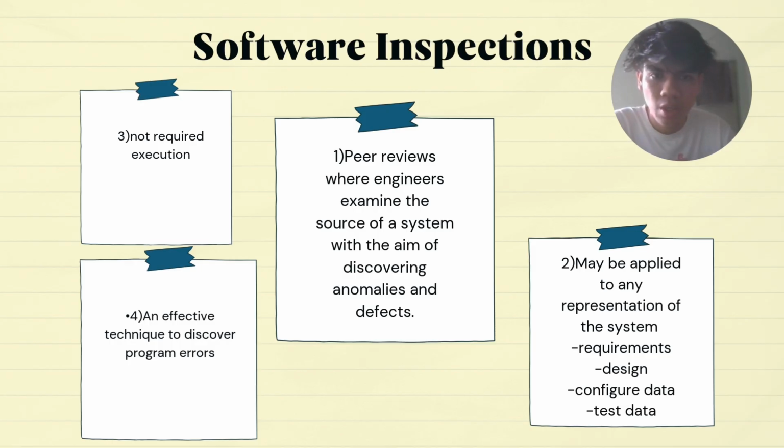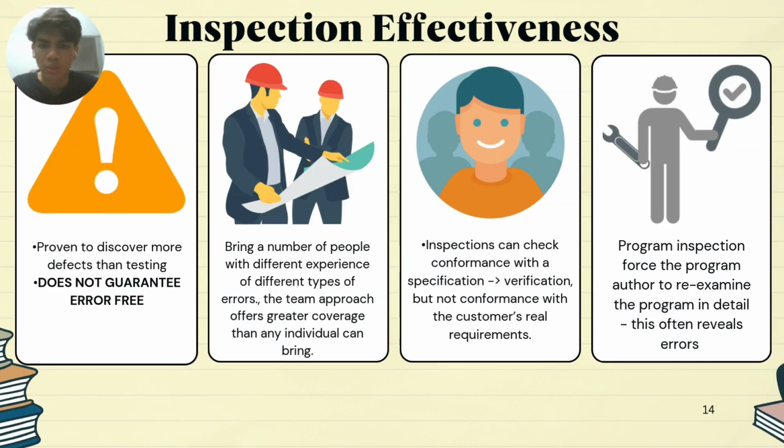So, what are software inspections? It is peer review where engineers examine the source of a system with the aim of discovering anomalies and defects. Second, it may be applied to any representation of the system, such as requirements, design, and configuration data. Software inspections do not require execution and are an effective technique to discover program errors. Inspection effectiveness: it has been proved to discover more defects than testing, but it does not guarantee error-free software.